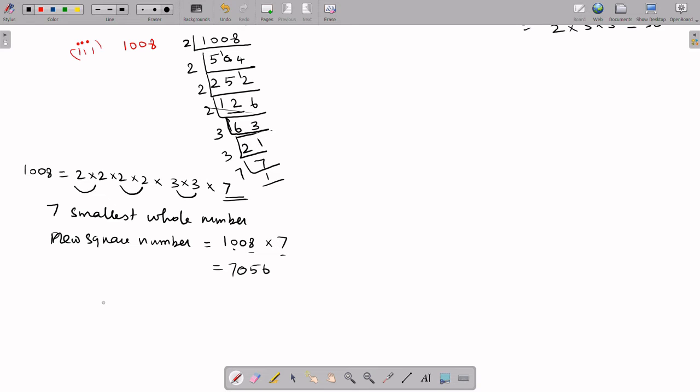We have to find out the square root of 7056, isn't it? Just you write this, and then you have to multiply 1 7 also here. Okay. So 2 into 2 into 2 into 2, 4 times, 3 into 3 into 7, and that is multiplied by this 7 also now.